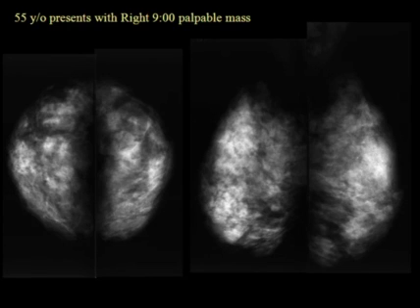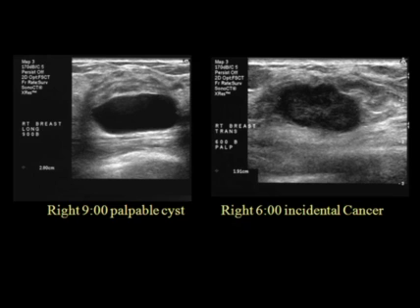This next case is a 55-year-old that comes in with a palpable lump in the right breast. You see she also has dense breast tissue. Here's the right craniocaudal view, left, right MLO view, left MLO view. We cannot distinguish any abnormality on this mammogram, but her tissue is dense, which may limit our sensitivity mammographically.